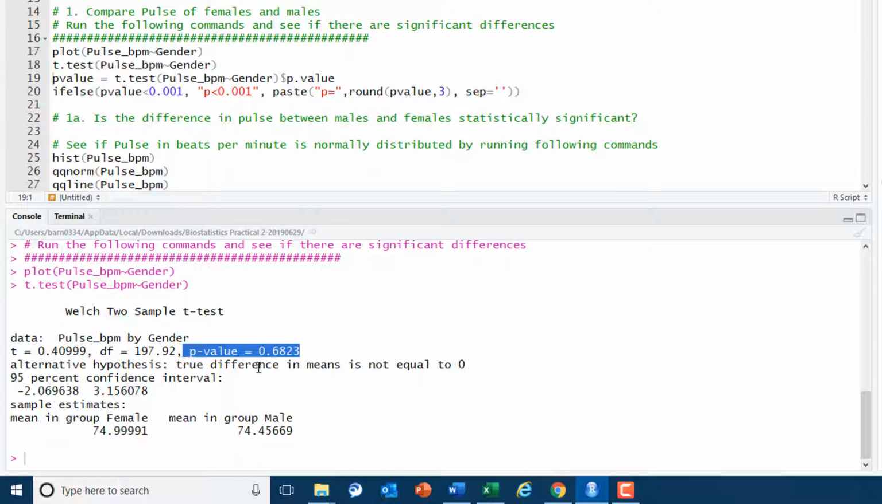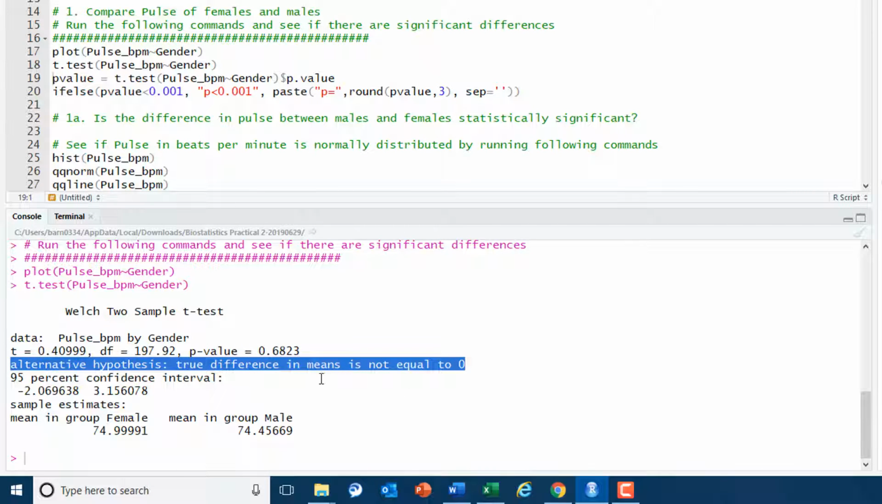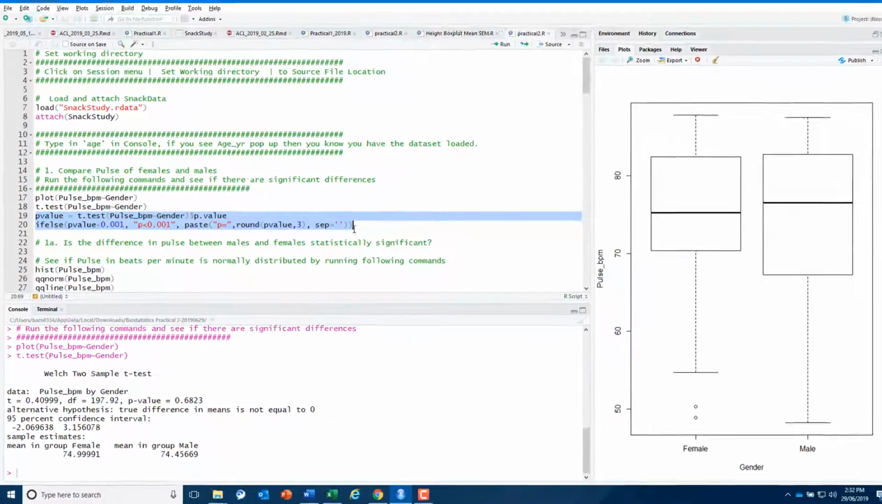So our null was that our difference in the means is equal to 0. An alternative hypothesis, as it spells out here, is that the difference in the means is not equal to 0. So we're just going to stick with our null and say that our difference in our means is equal to 0. There is no difference in the means in simple English.